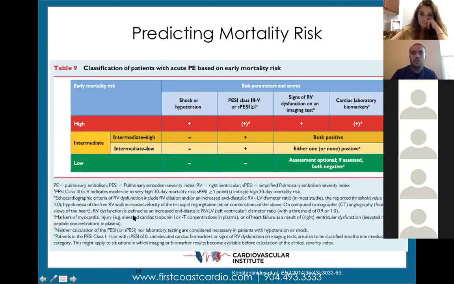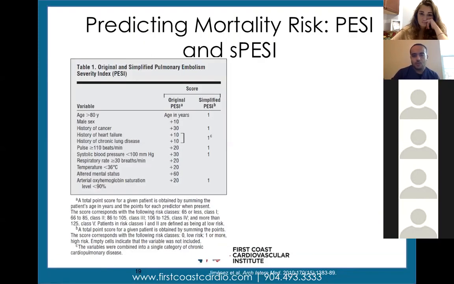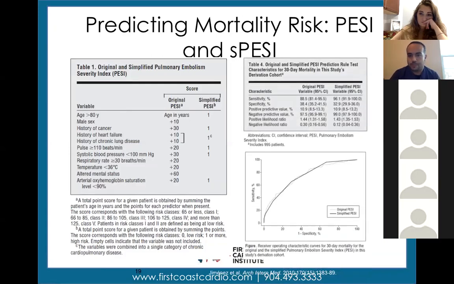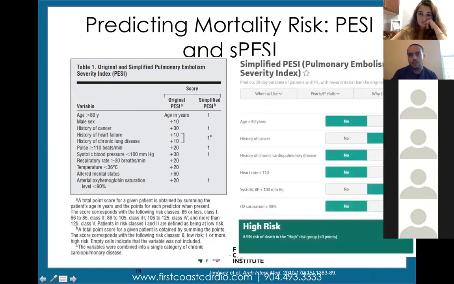So a lot of predictive models have come along. The most recent one and more commonly used now is the PESI score. If you go to your MedCalc, or if you go online and look up the PESI score, it's easier to use the simplified one actually, and then you can plug in if the patient is more than 80, history of cancer, history of cardiopulmonary disease, the heart rate more than 110, blood pressure less than 100, and if the O2 sat is less than 90, and that by definition helps you risk stratify even the submassive group.